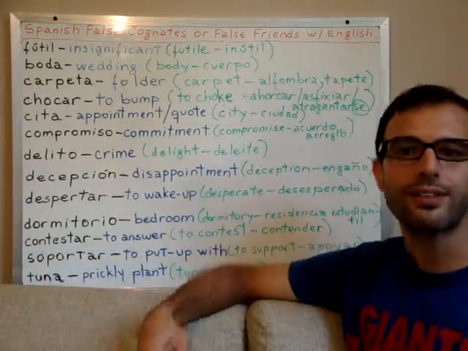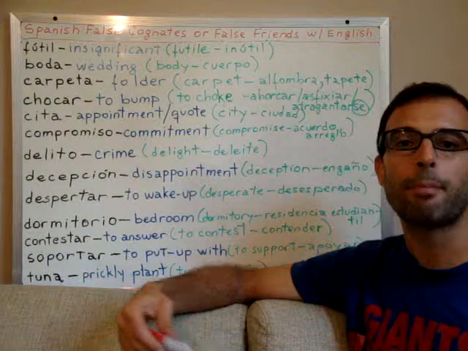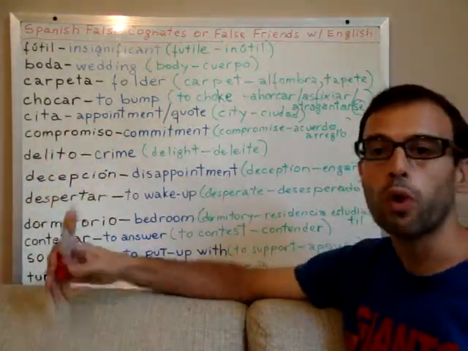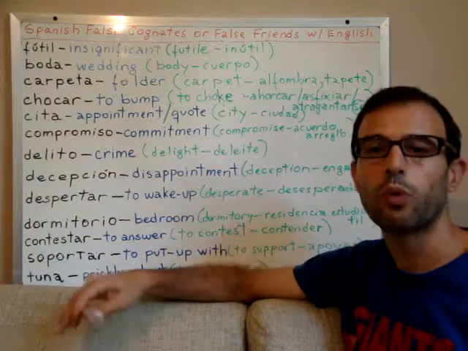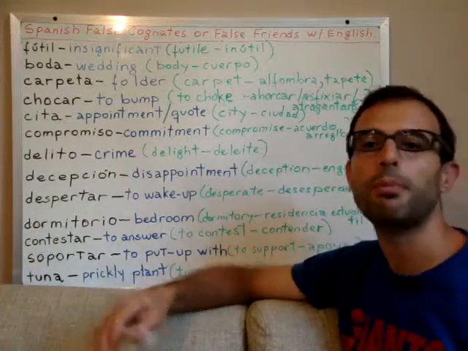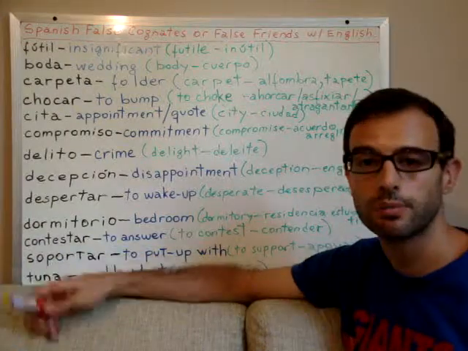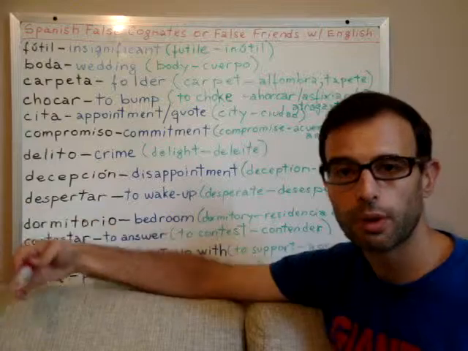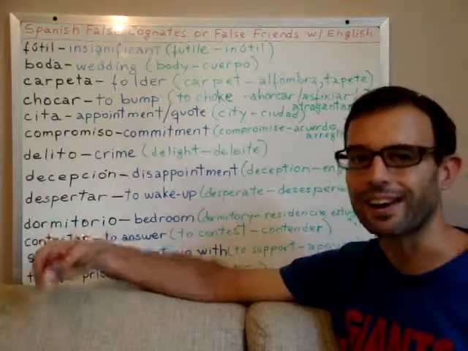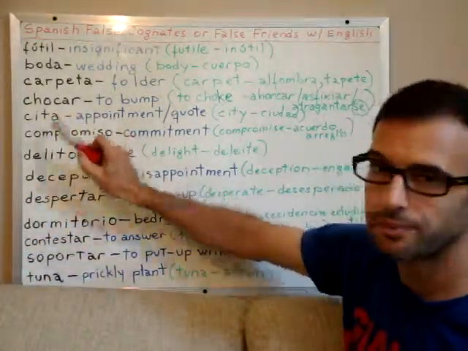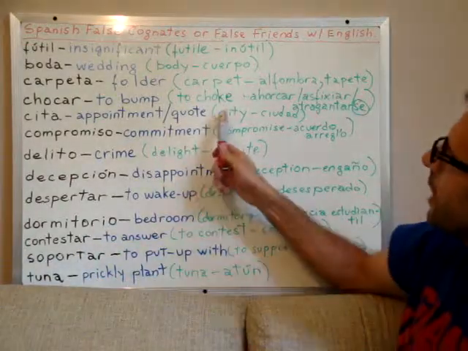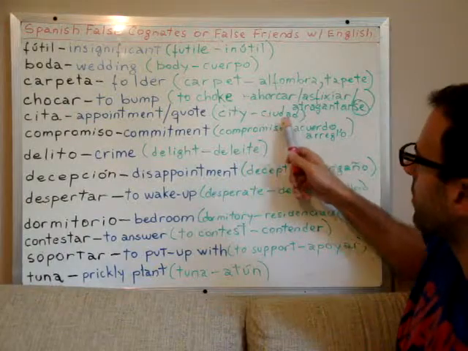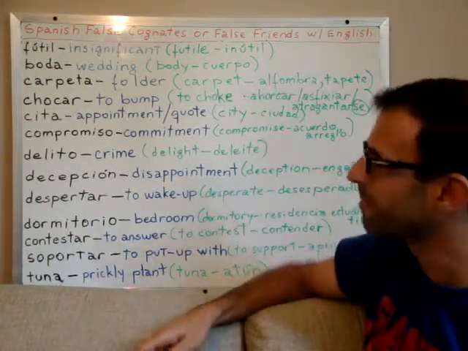Or tengo una cita con el médico, I have an appointment with a doctor. But cita can also mean a quote, okay? A quote from a book, a quote from somebody, that is a cita. And the verb to quote somebody is citar. We just add an R, citar. The word city in Spanish is ciudad. Ciudad means a city.